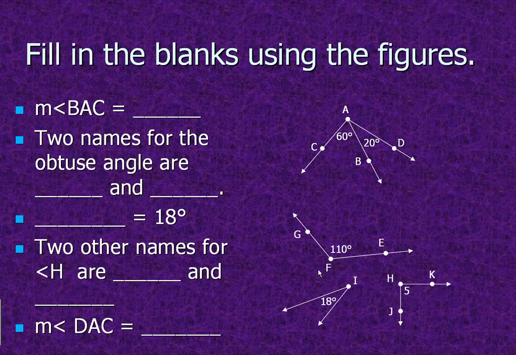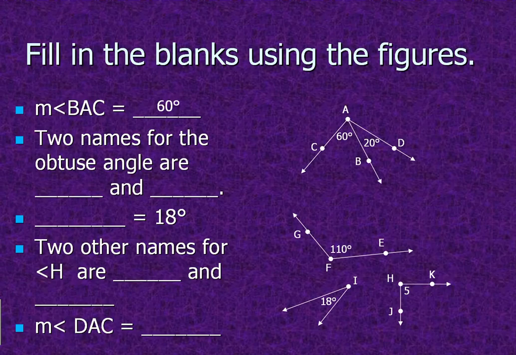So we can do some fill in the blanks here. Now, if you look at the first question here, it says the measure of angle BAC. So for BAC, I'm looking for the measure, which is BAC starts at B, goes through A to C, right here, 60 degrees.